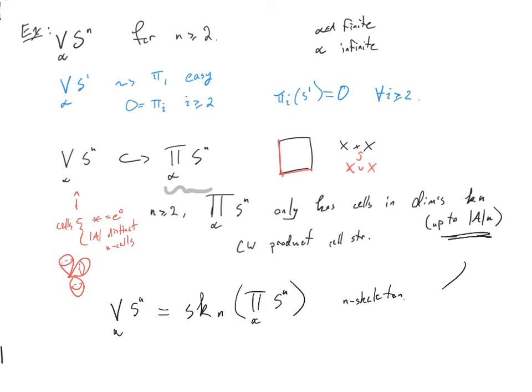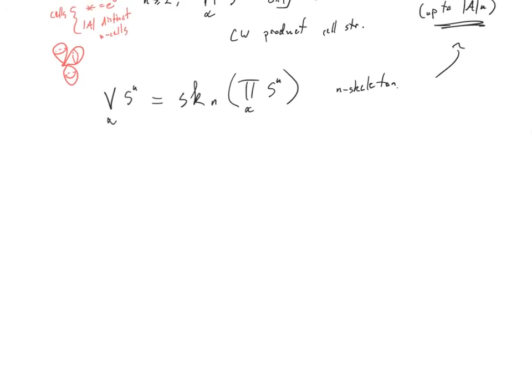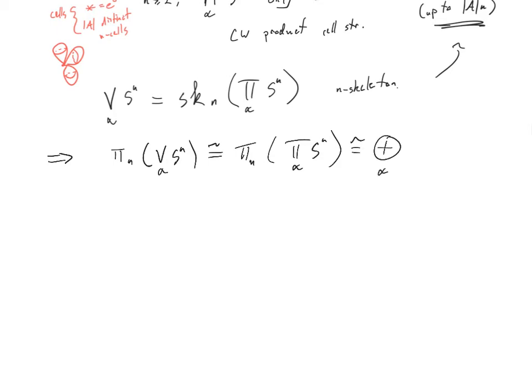Because all the higher cells live in higher degrees, like all the new cells in the product. Now, the degree we actually cared about was n, though, right? So this implies that on pi n, the wedge is isomorphic to pi n of the product, and homotopy groups and products commute with each other. So this looks like a big direct sum over alpha of pi n S^n. And so this is our answer for what it looks like. And in the infinite case, it will be the same.